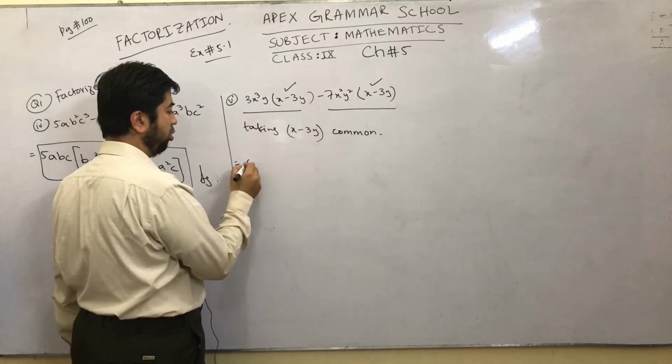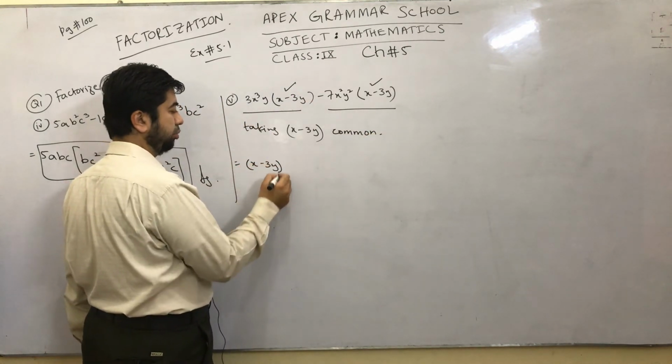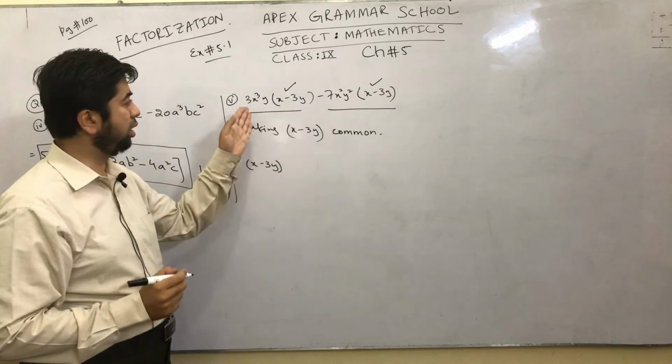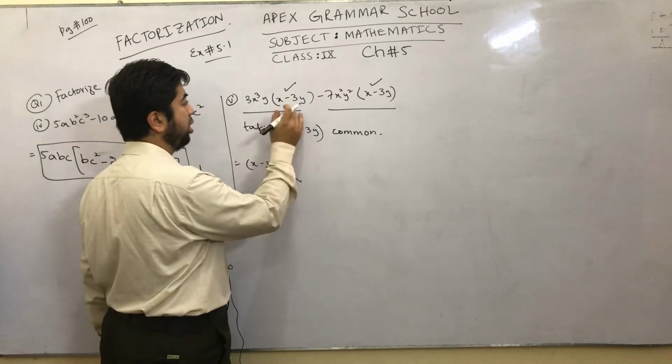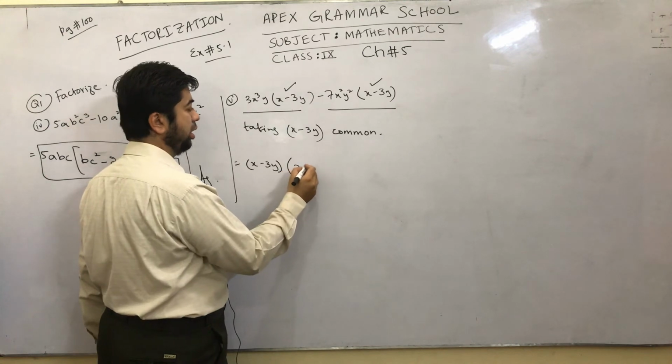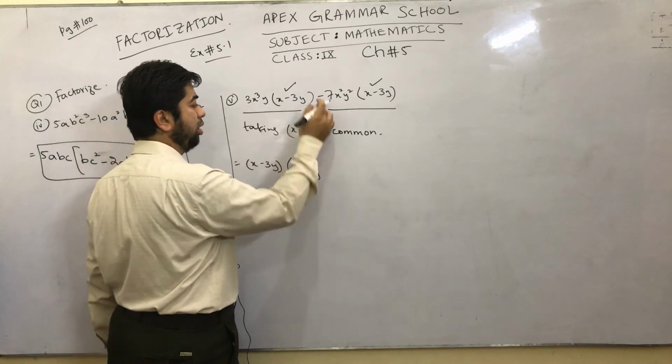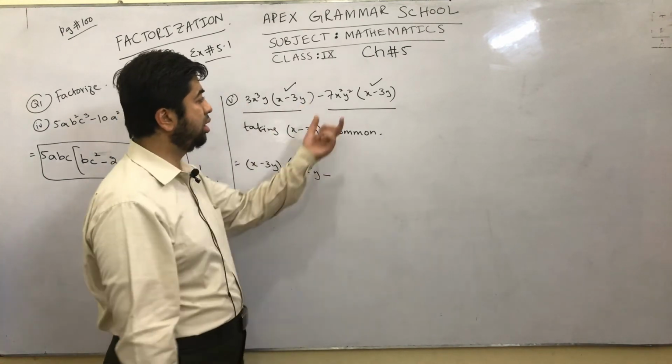After taking this in common, x minus 3y, what thing is left here? You can see that. What is left here? This is 3x cube y and then minus sign. And what thing is left here?